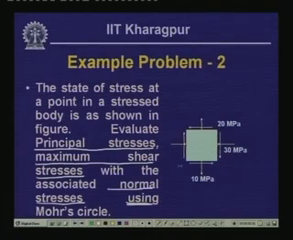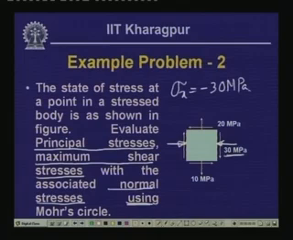Now, here if you look into the normal stress which is acting in the x plane, it is compressive in nature, having magnitude of 30 MPa. So, sigma x is minus 30 MPa. Sigma y, the normal stress on the y plane, is 10 MPa. So, sigma y is equal to plus 10 MPa.